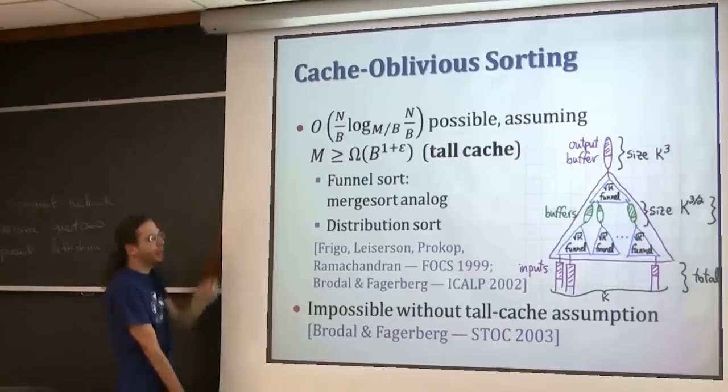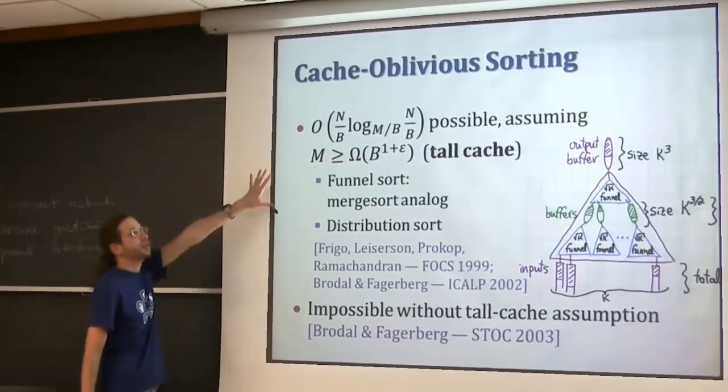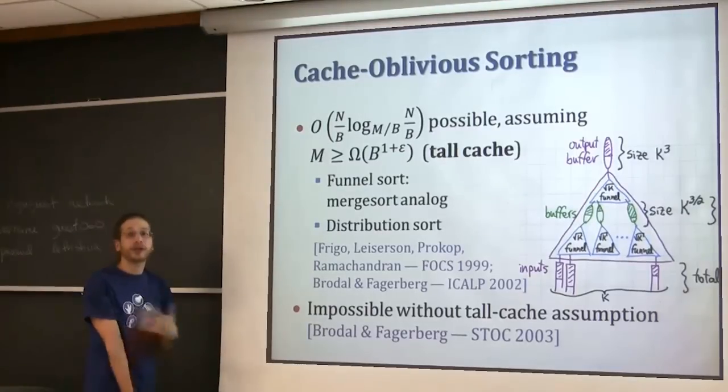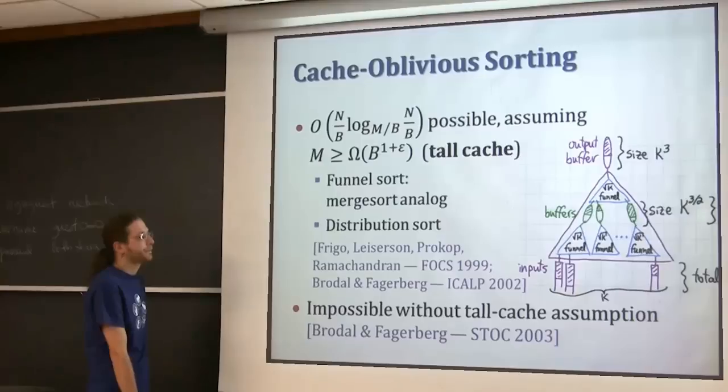Most caches have that property, so it's not that big a deal, but you can prove it's necessary. If you don't have it, you can't achieve the sorting bound. You can also prove you cannot achieve the permutation bound, because you can't do that min. You don't know which is better. Same paper.